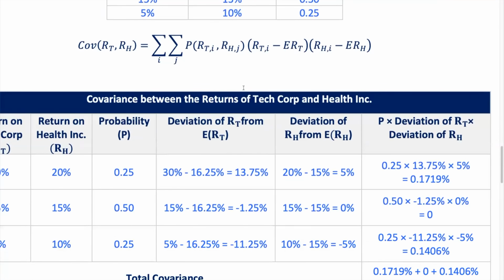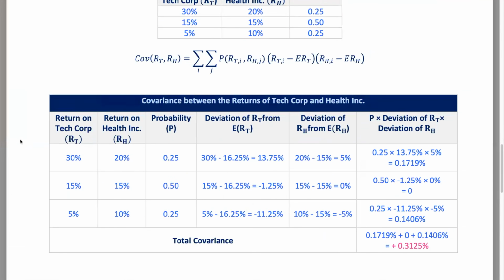Next, we use these probabilities to calculate the covariance between the returns of Tech Corp and Health Incorporation. Covariance measures how much two random variables change together. This is the formula for computing the covariance between random variables, in our case, stocks of Tech Corp and Health Incorporation. Here is a table summarizing the calculations for the covariance between the returns of Tech Corp and Health Incorporation.